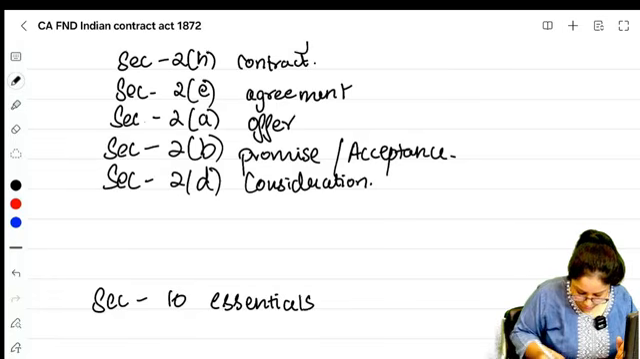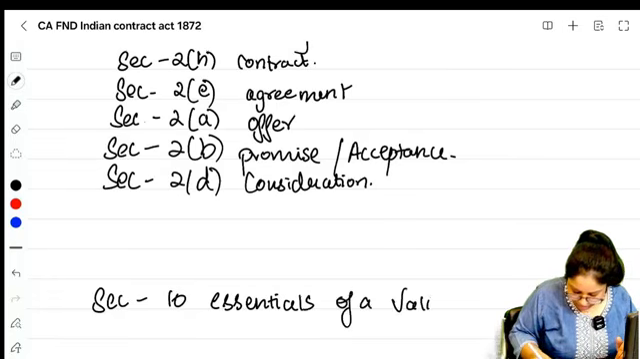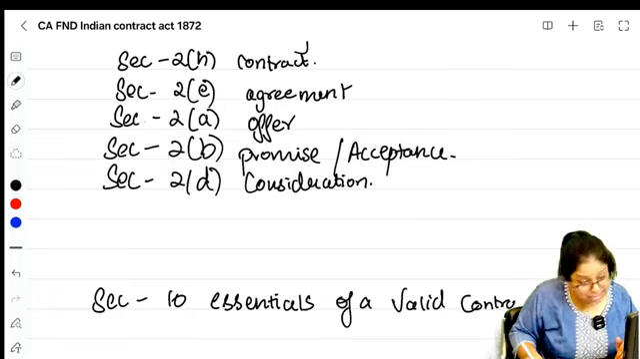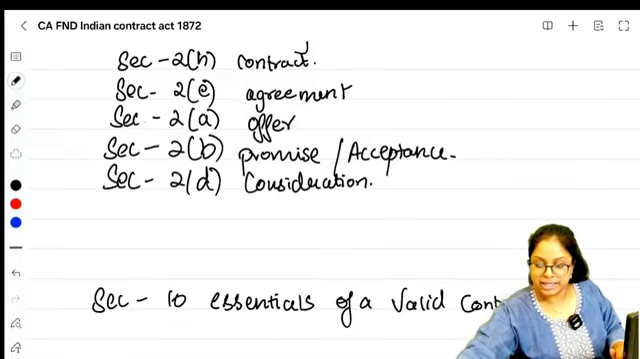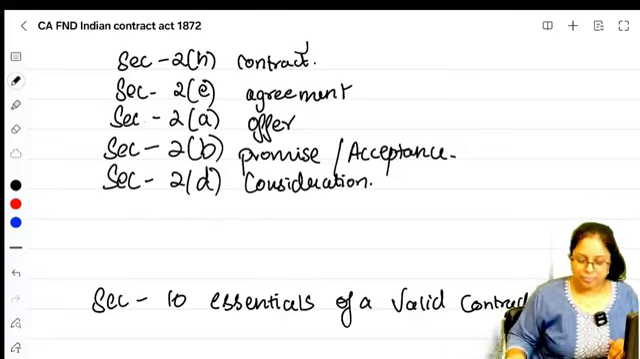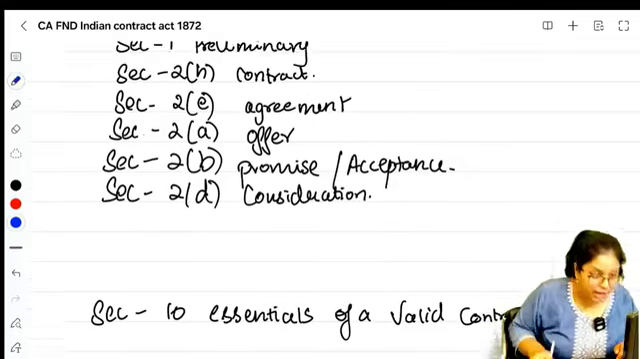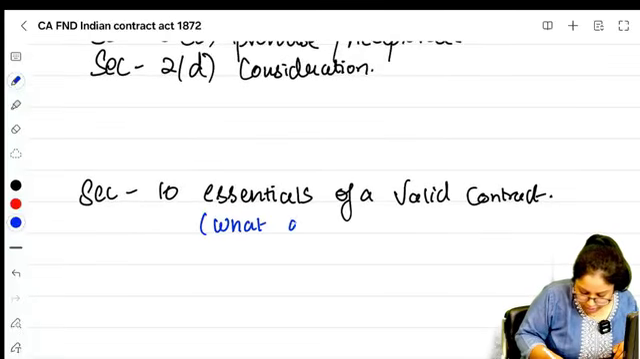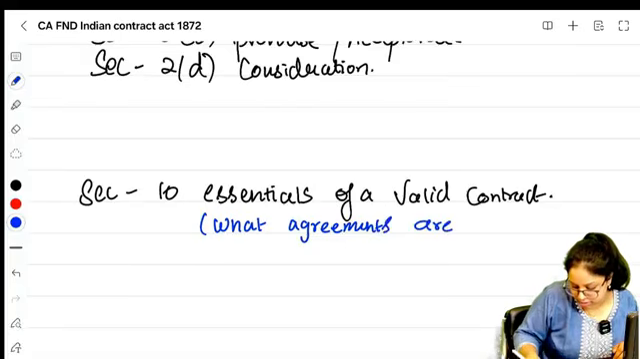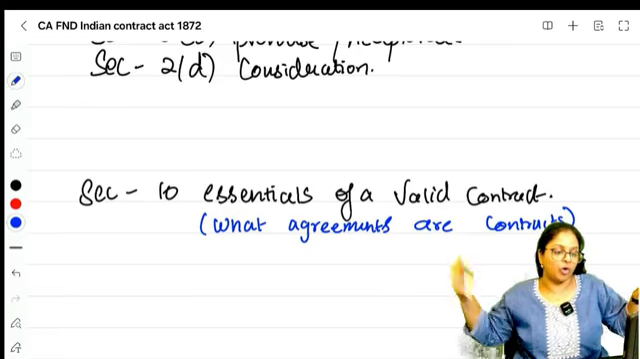Essentials of a valid contract. Section number 10, essentials of a valid contract. Okay. In this law, it is written as: what agreements are contracts? When will an agreement become a contract? When it fulfills all these conditions.